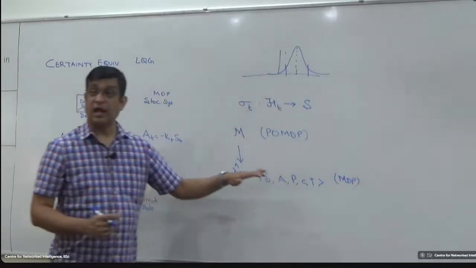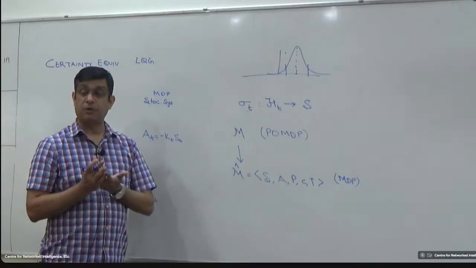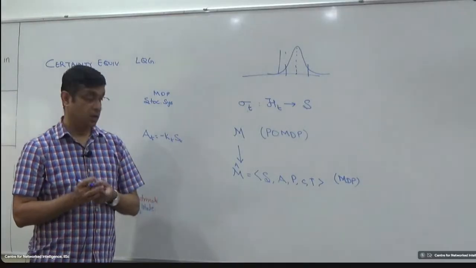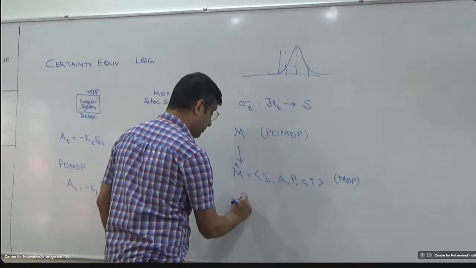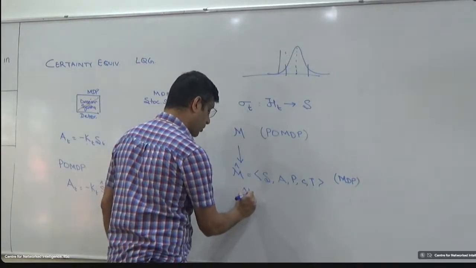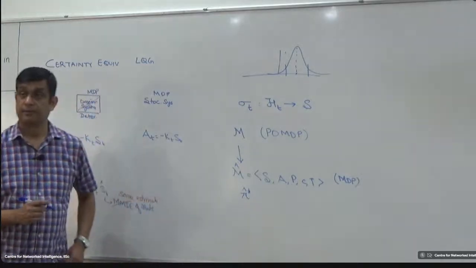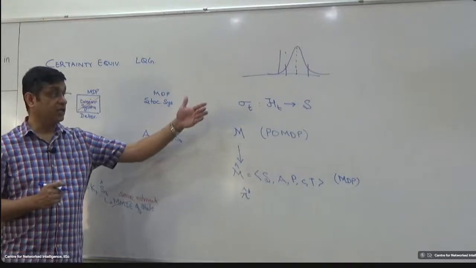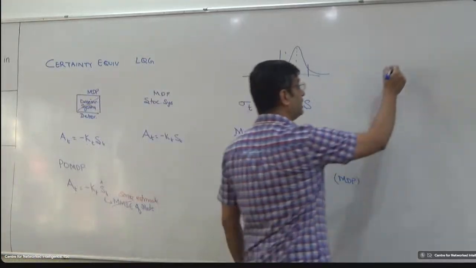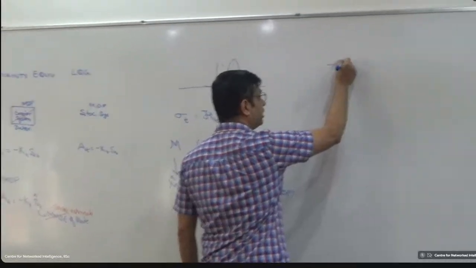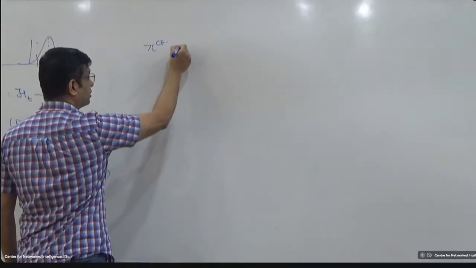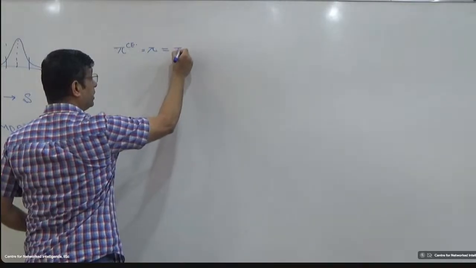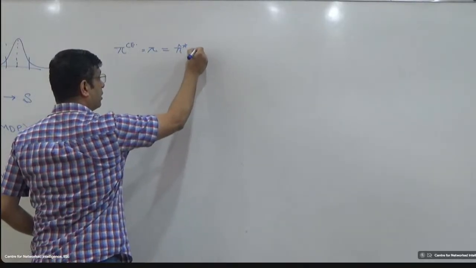I look at the actual MDP and I compute the optimal policy of the MDP. Since I am calling the MDP M hat, I am going to call that optimal policy pi hat star. Now, my certainty equivalent control I will sometimes write as pi CE, but just for ease of writing on the board, I will just say this is pi. This is going to be pi hat star with sigma.